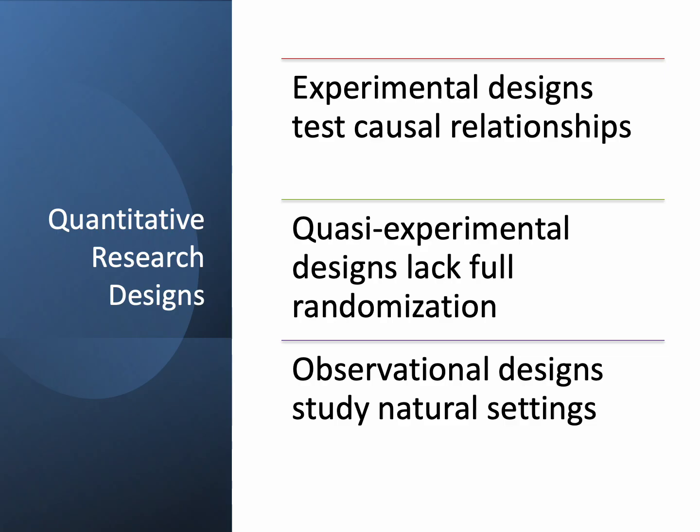Experimental designs test causal relationships through randomization and control groups. For example, a healthcare study might randomly assign patients to new versus standard treatments to measure recovery rates, ensuring comparable groups. Quasi-experimental designs, lacking full randomization, compare naturally occurring groups, such as hospital departments implementing a new policy versus those that don't, useful in real-world settings.